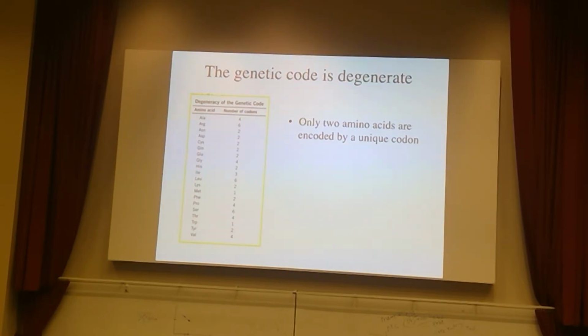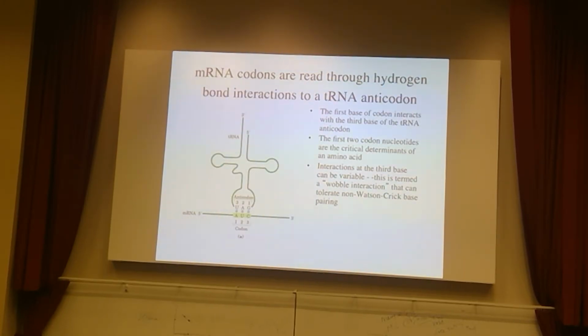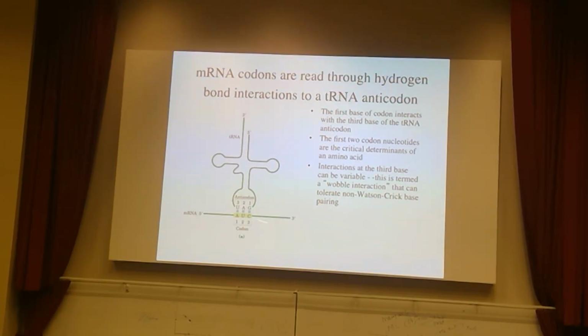So only 2 are encoded by 1 unique codon. The others, we're looking at a degenerate code. All right, so what's the physical chemical basis for the way that we can look at a triplet and associate it with a particular amino acid? Here's our adapter molecule, tRNA. We're going to put an amino acid on there. We'll get to that in a bit.